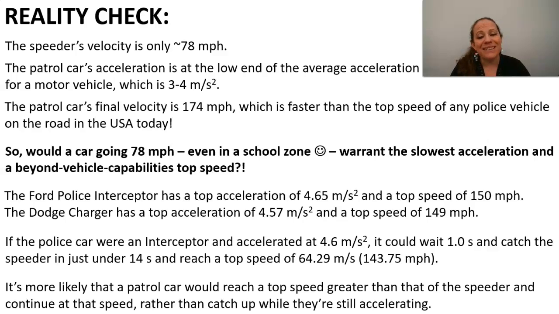But more realistically, our patrol car is just going to reach a top speed that's greater than or equal to that of the speeder, and then they're just going to continue at that speed rather than catch up while they're still accelerating. And an observant patrolman is going to see the speeder coming and probably be able to start moving as soon as the speeder passes or even already be in motion. So that's just something to consider for the reality check of, do our answers make sense?